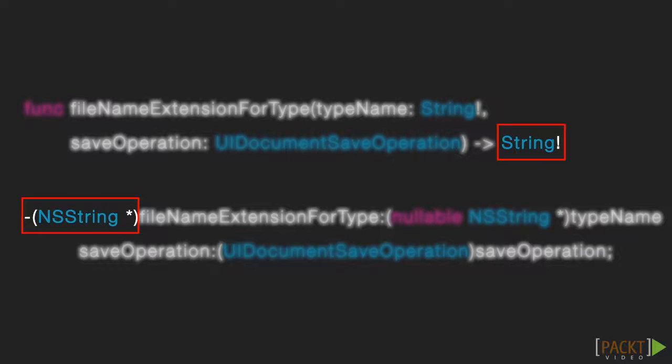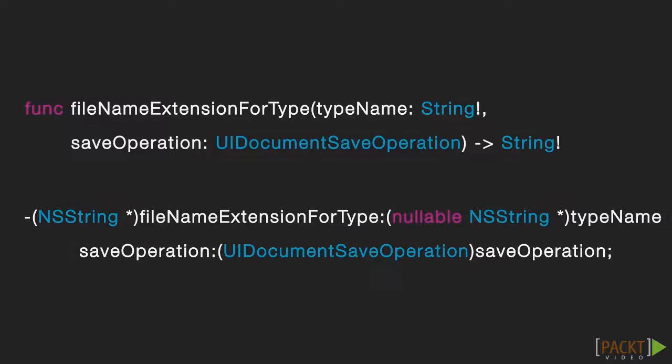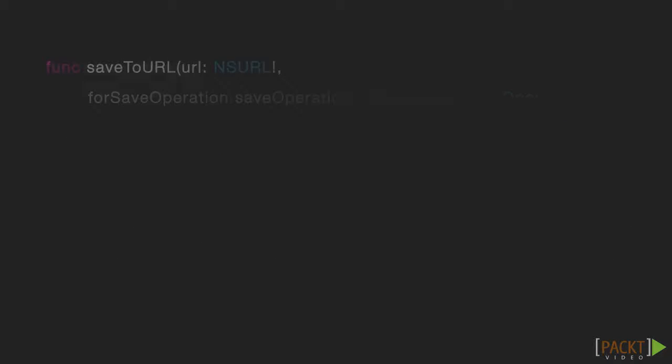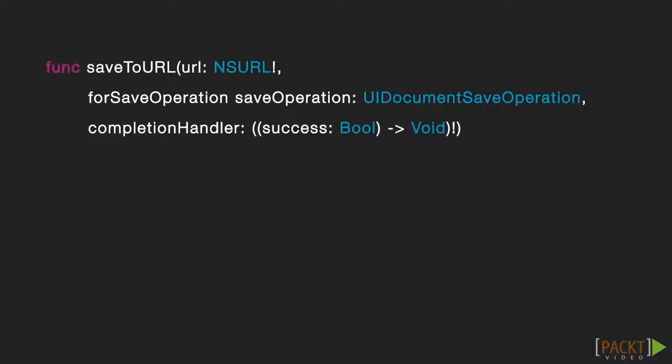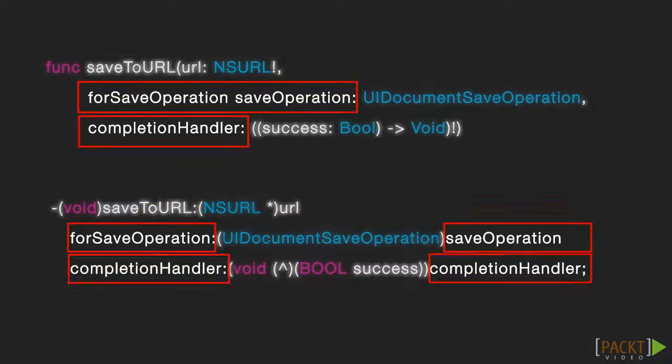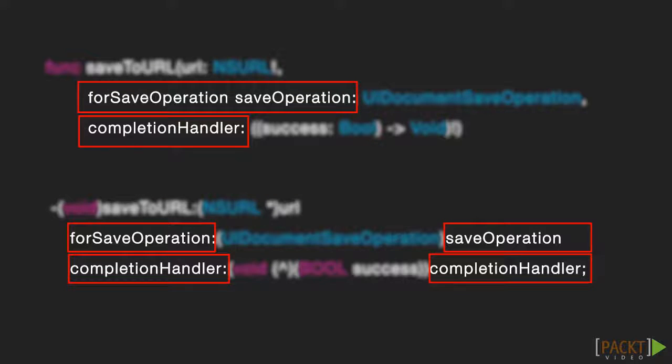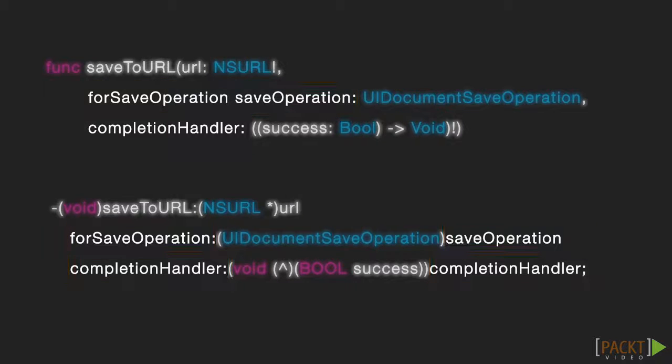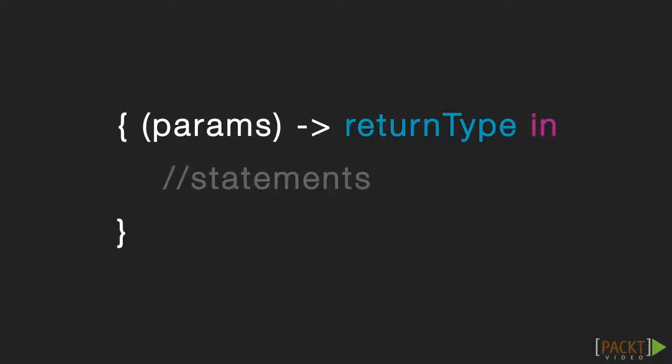This is pretty straightforward. It does get a bit more complex, however, when we introduce blocks. Here we have a UIDocument save(to:) method in Swift, and again in Objective-C. Swift's version is a bit cleaner. Here we have the external and internal labels, along with a less redundant completion handler argument. The big difference, however, is in the completion handler, which is called a block in Objective-C. Objective-C's blocks are bridged into Swift closures for us, which allow us to use Swift's modern trailing closure syntax.